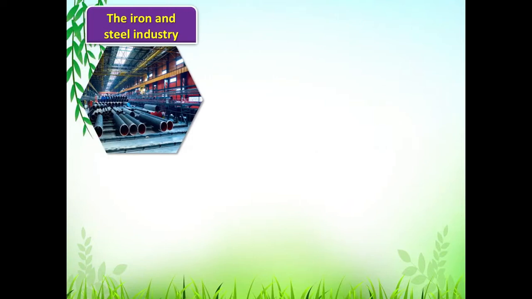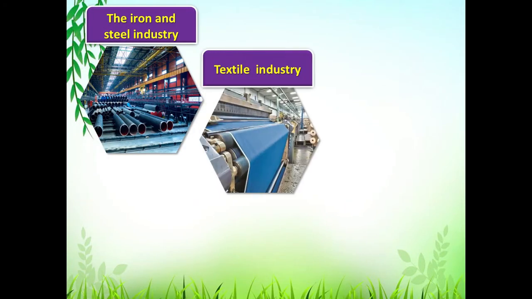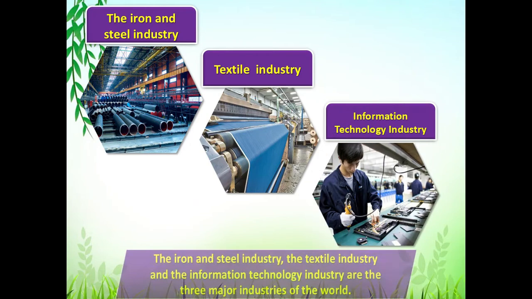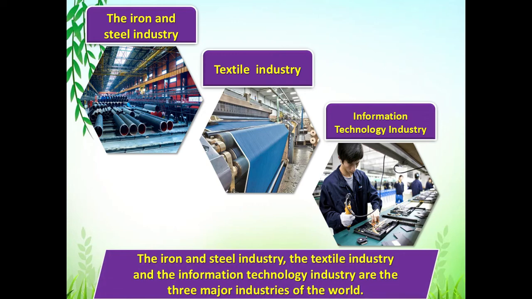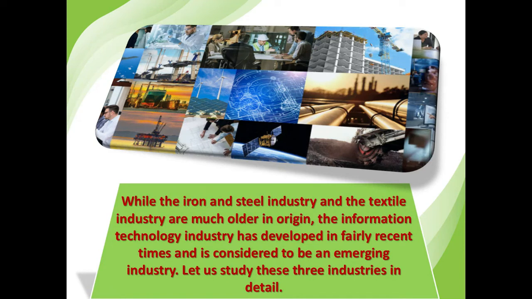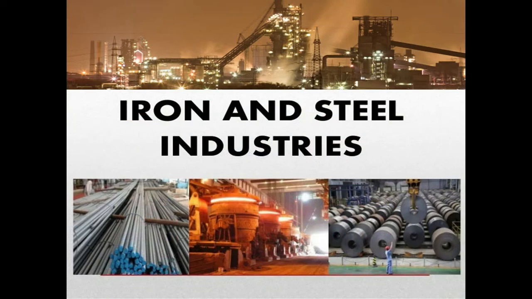So overall in the world, the iron and steel industry, the textile industry and the information technology industry are the major three industries of the world. While the iron and steel industry and the textile industry are much older in origin, the information technology industry has developed in fairly recent times and is considered to be an emerging industry. So let us study these three industries in detail. But first we see about the iron and steel industry.